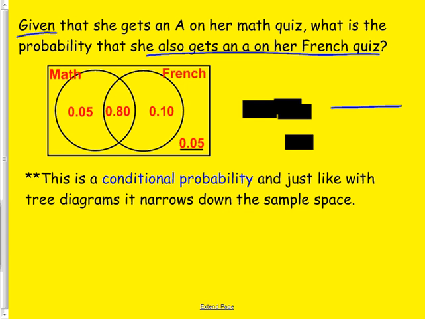What it's out of is everything that's possible. If it's not French, what's it out of? Yep, 0.05 plus 0.05 is what's possible.